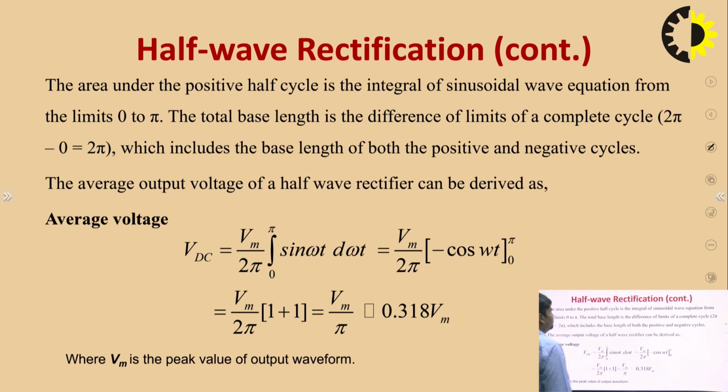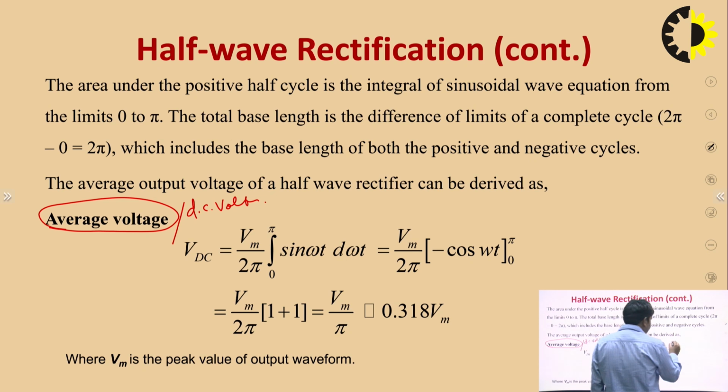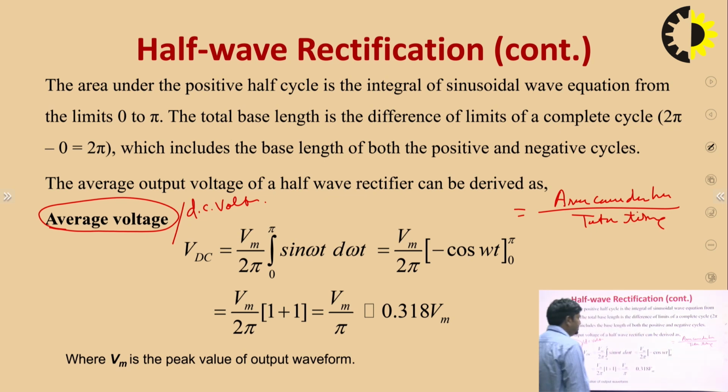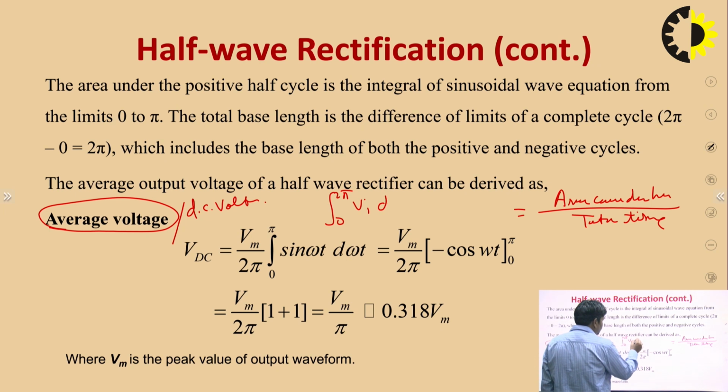Second, we calculate the average voltage, the DC voltage or average voltage of a half wave rectifier circuit. So, what is the average voltage? It is the area covered during the half cycle upon the total time. This is the formula to calculate the average voltage or DC voltage. How do we calculate the average area covered? The average area covered means the integral from 0 to 2 pi of Vi d omega t.